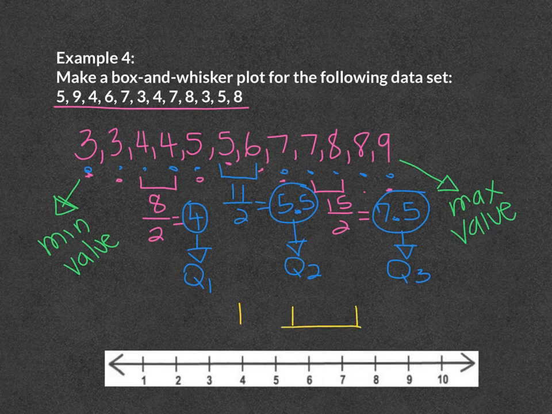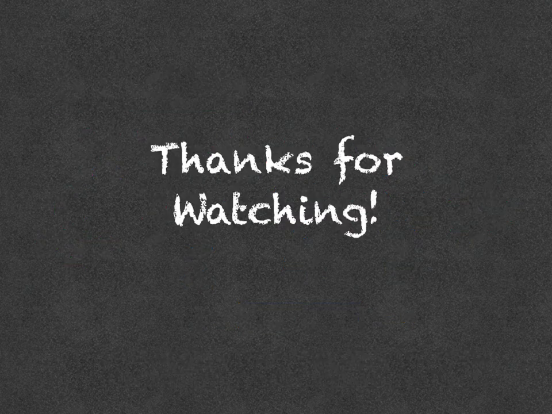Now I'm going to draw my box. Now my dots will be at 3 for my minimum value and at 9 for my maximum value. I'm going to connect my dots to the box. And this will be my box and whisker plot for this given data set. And that's how you make box and whisker plots.